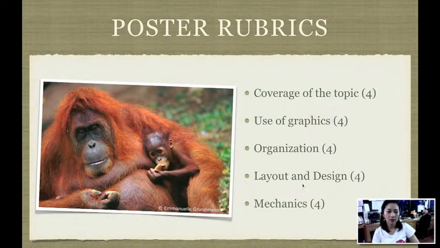And the next one is layout and design. How do you lay out your stuff, your image? If the design looks good, you can include all sorts of information that you think you might want to emphasize, right? Mechanics means that there are no spelling errors or any kind of those things, okay? So that's a total of 20 points.